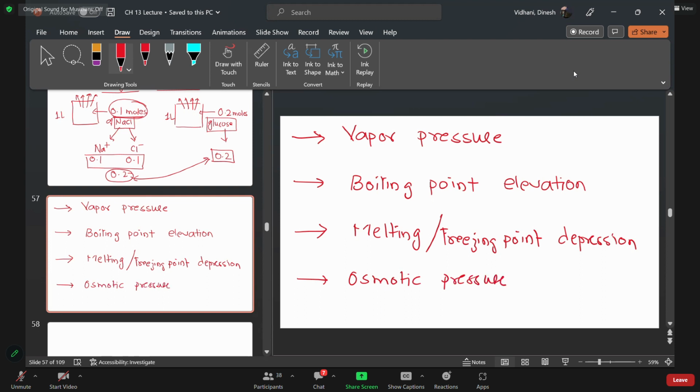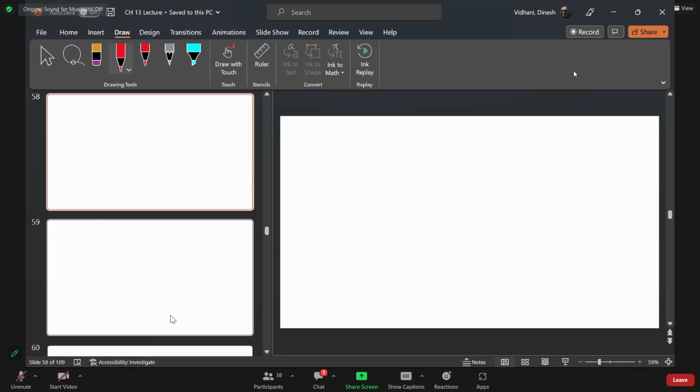Now, let's first look at the vapor pressure. What happens to vapor pressure when you put a solute in the solvent? You will generate a solution, but how does the vapor pressure of the solution connect with the vapor pressure of the solvent? How is it related to that? Vapor pressure will always be lower for the solution than for the pure solvent. Now, there is a reason for that.